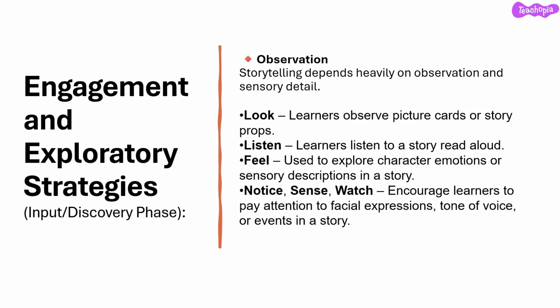Firstly, let's look at the different strategies under the engagement and exploratory strategy bracket. Under engagement and exploratory strategies, we have observation, which is asking learners to look. For example, when learners observe a picture or observe picture cards or story props, then asking learners to listen when they listen to a story read out loud. For example, asking learners to feel, that is, when it is used to explore a character's emotion or sensory descriptions in a story, and further notice, sense, or watch.